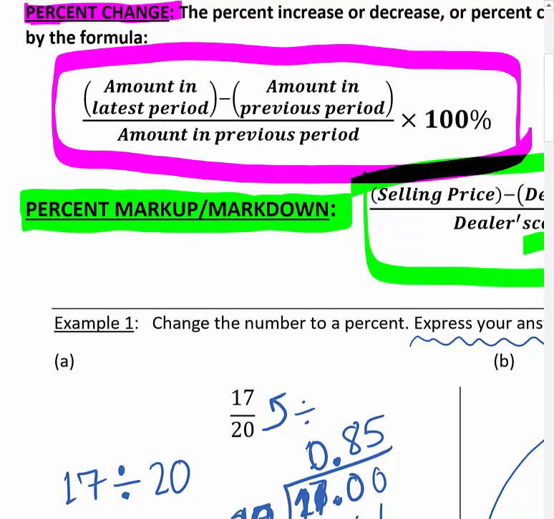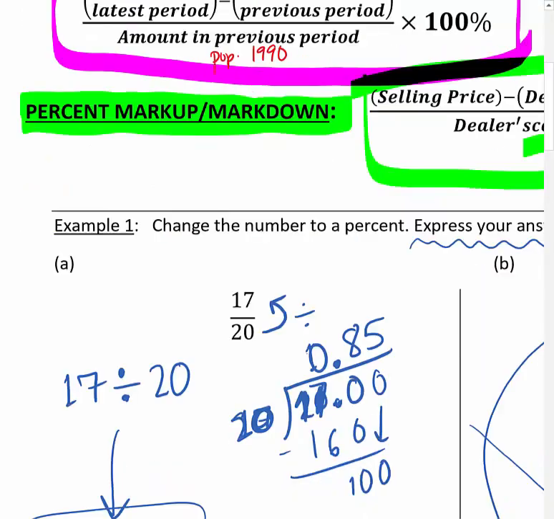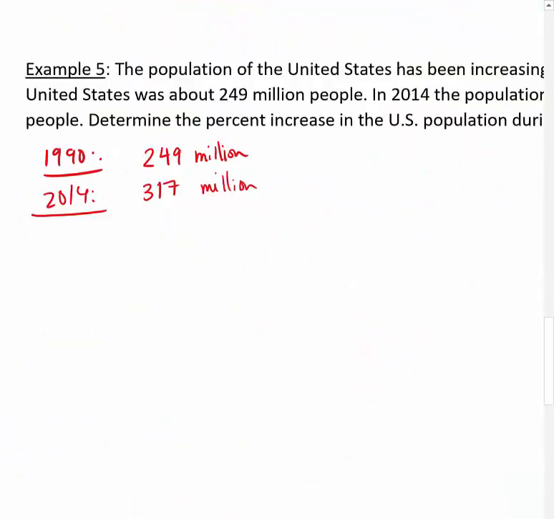Okay, but here's the formula. The percent change is the amount in the latest period subtracted by the amount in the previous period. So the latest period was the year 2014, and then the amount in the previous period must be 1990. I'm just writing the years, I'm not saying that's what we're putting in the formula. That's the population. So we're going to say the population in 2014 here, population in 1990 here, and the same thing in the denominator. Alright, so it looks like that's going to be what we're doing.